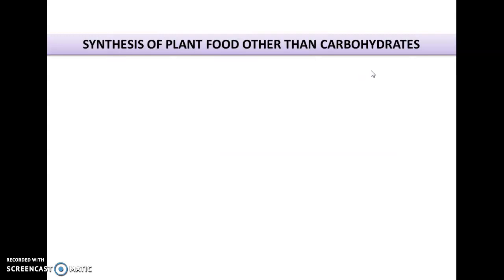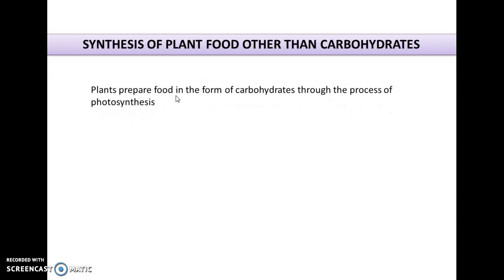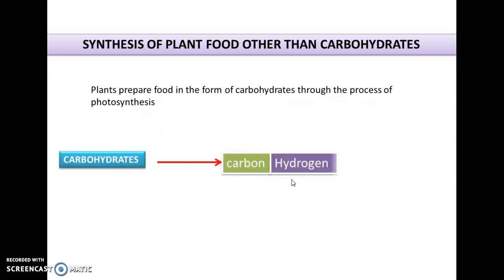Synthesis of plant food other than carbohydrates. We have just learned that plants prepare food in the form of carbohydrates through the process called photosynthesis. We know that carbohydrates are a combination of carbon, hydrogen and oxygen. But plants also contain proteins. Proteins are nitrogenous substances and are also synthesized in plants. To synthesize protein, plants require nitrogen, but they cannot absorb atmospheric nitrogen directly.